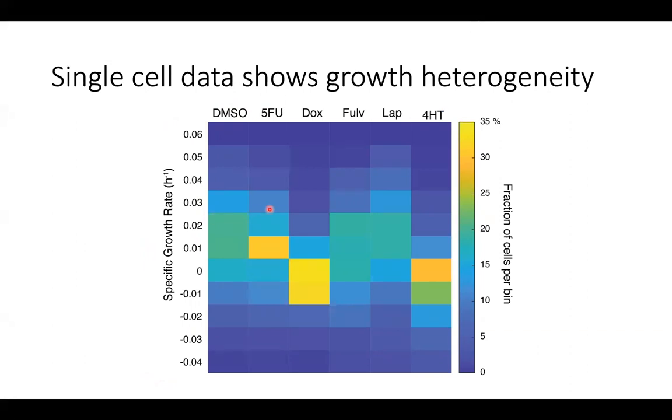We can see that when we treat them with different drugs, such as 5-FU or doxorubicin, this distribution gets shifted towards lower growth rates, or even negative growth rates in the case of doxorubicin and hydroxytamoxifen. We can also see that with another drug, such as lapatinib, the growth distribution is not really affected very much at all and is very reminiscent of the control.